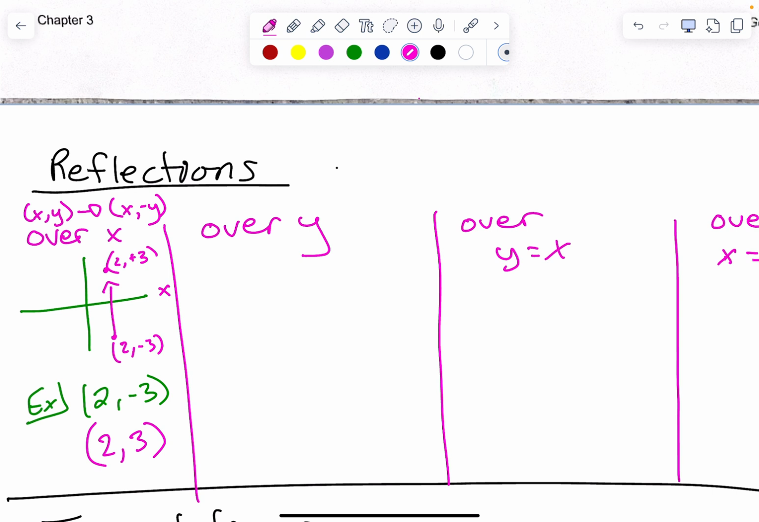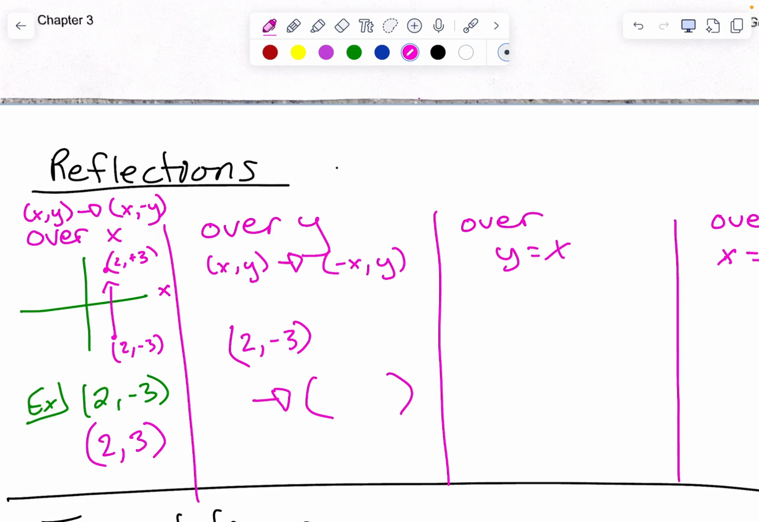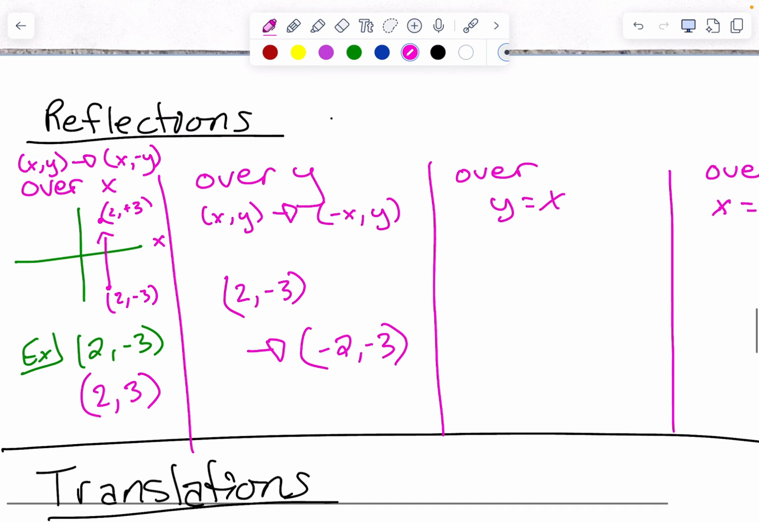Okay, over the y-axis, we maybe can remember this one then. If I'm reflecting something over the y-axis, the x becomes negative, right? So (2, -3) will become what? (-x, y), so (-2, -3). I'm not going to graph that one out because we can figure that out. Okay, good? All right, now if I'm wanting something to go over the line y equals x, let's first talk about what y equals x does.